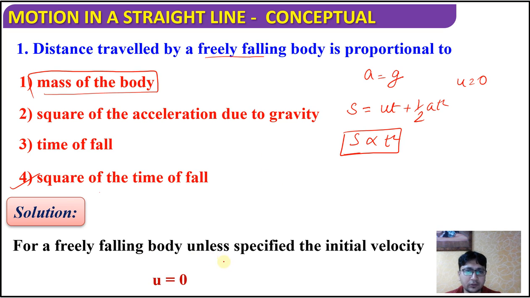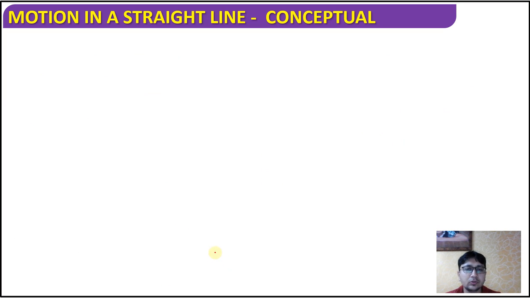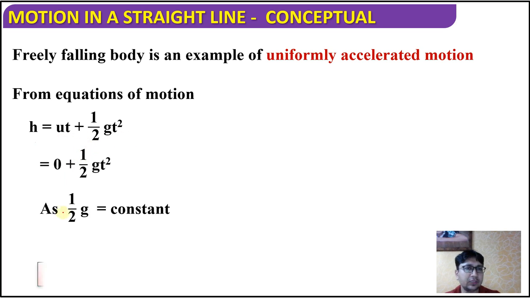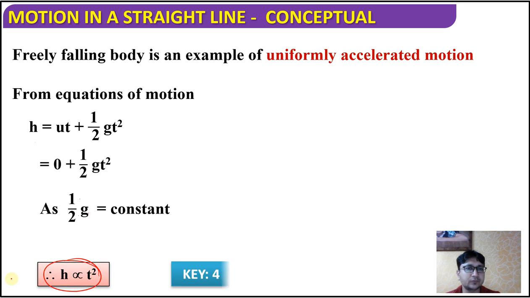When the body falls freely, when the body is dropped from a certain height, u is 0. So in uniformly accelerated motion, the same equation I had applied, s is equal to ut plus half at square. If u is 0, because we know that half and g both are constant, h is proportional to the square of time. The answer is D. Okay guys.